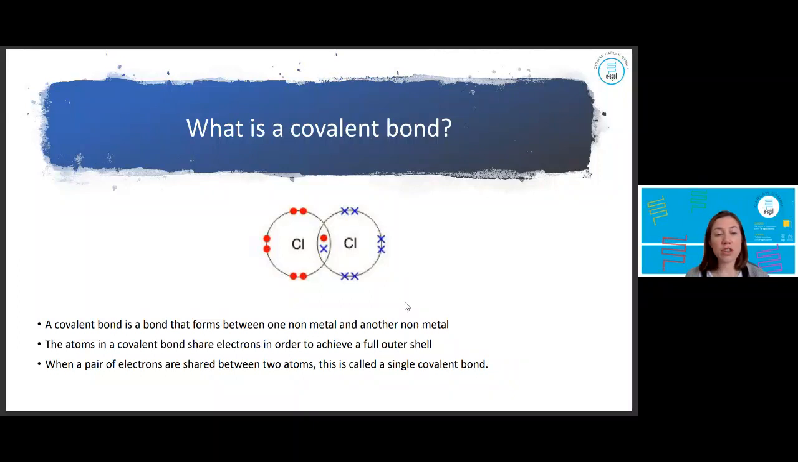When a pair of electrons are shared between two atoms, this is called a single covalent bond. Okay, now when we talk about covalent bonds forming between non-metals, they can be the same non-metal, such as in this diagram here with the two chlorine atoms, or it could be with different ones, such as an H and a Cl, or various other examples of that. Okay, so once again, if you're not sure what type of bond is needed, have a look at your periodic table and find out if your element is in fact a metal or a non-metal.